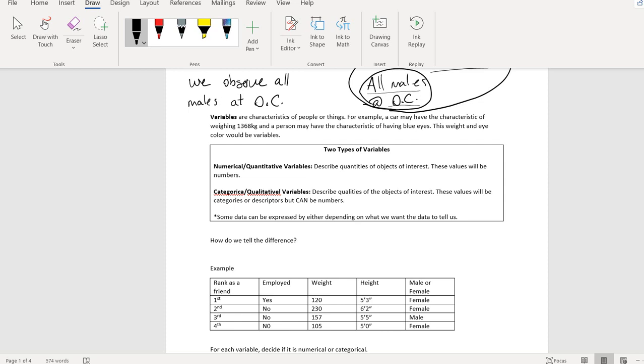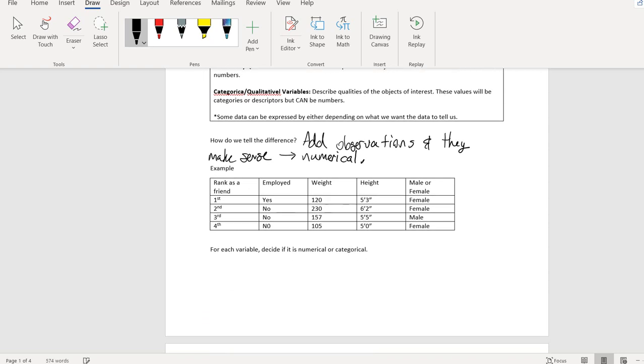So an easy way to tell the difference is if you can add observations and they make sense, then what you have is numerical. Okay, so let's look at the next example.